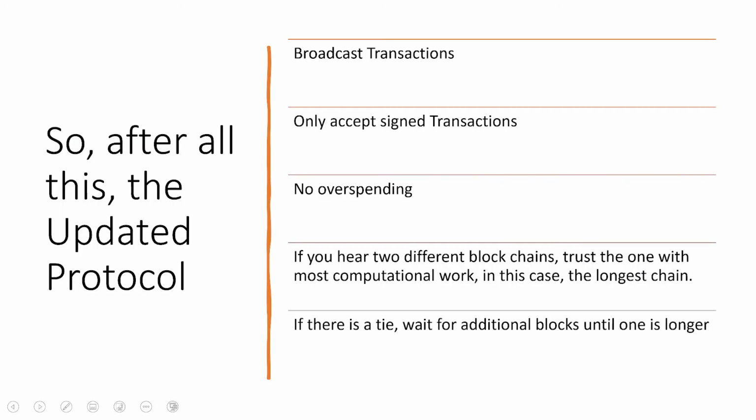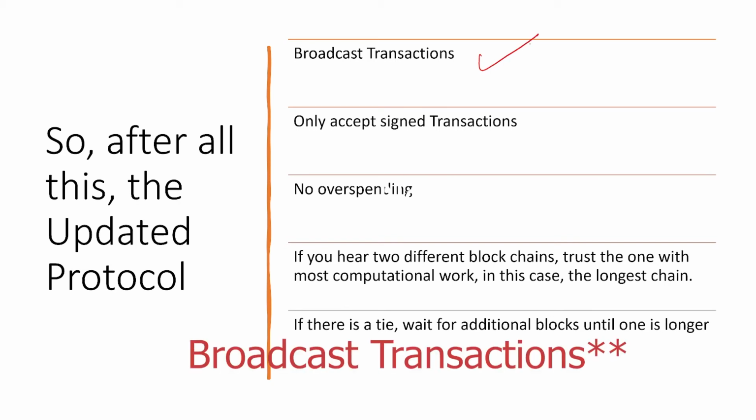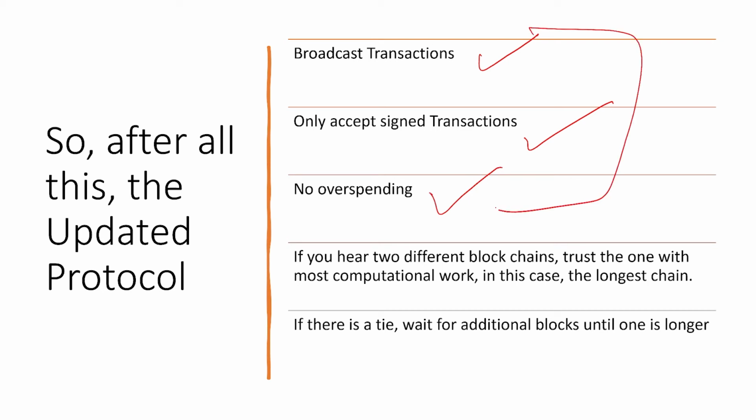When there are a lot of transactions being heard, the miner can choose which transactions to include and which not. So finally, after all this, what is our updated protocol for maintaining the ledger that we've been talking about since part 1? We learned that we have to only accept signed transactions, and nobody is allowed to overspend. These 3 things we learned about in part 1. In this part, we learned that if you hear 2 different blockchains, trust the one with the most computational work, and in this case it is the longest one.